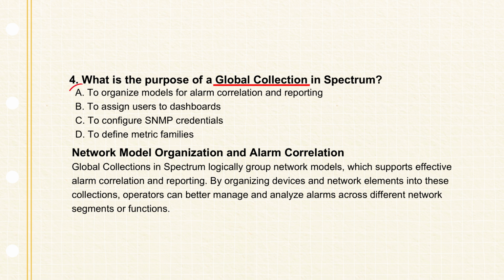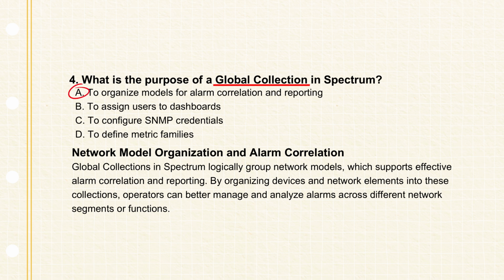Right. But the real power comes from how this grouping helps with alarm correlation. Spectrum can use these collections to understand relationships between events on different devices within the group. So it can connect the dots if multiple things go wrong. Exactly. It might see related alerts and consolidate them into one primary actionable alarm, which cuts down on all the noise you might otherwise get. Plus, it makes reporting across specific segments of your network much easier. That grouping definitely sounds useful for clarity.